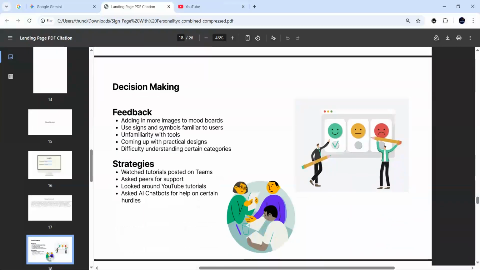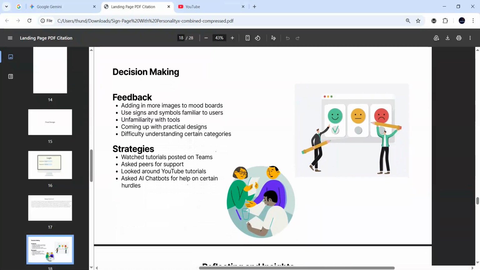Now, the feedback I received during the course of this project from either my professor or my peers was to add more images to the mood boards and to use signs and symbols that would be more closely associated with my adjectives. Strategies that I used to overcome some of these were to watch videos on it and to ask people for help.